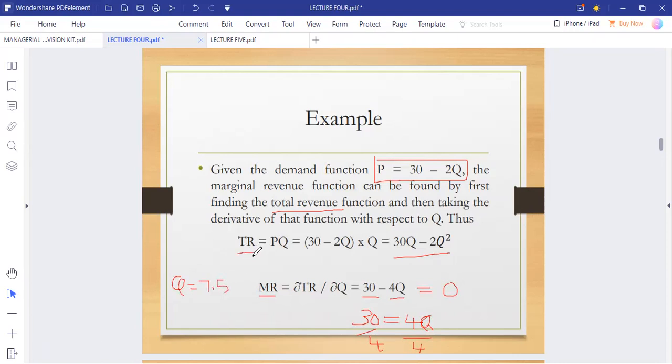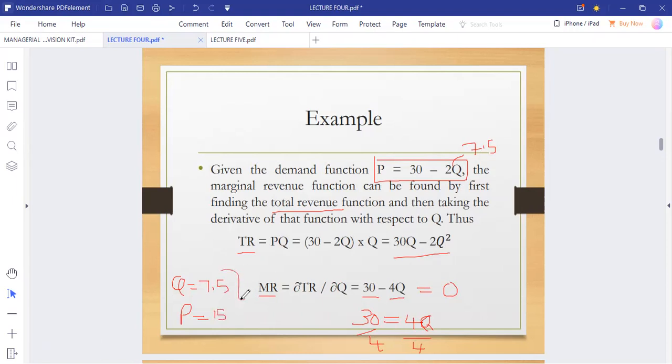So how do we find the price? We substitute this Q we found into the function. So 2 times 7.5, what do we get? 15. So 30 minus 15, our P is equal to 15.